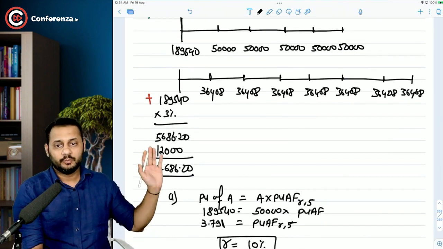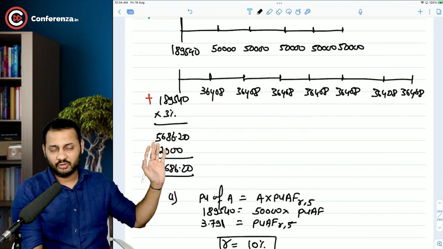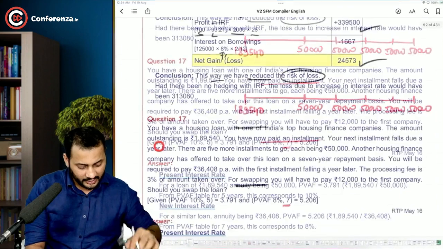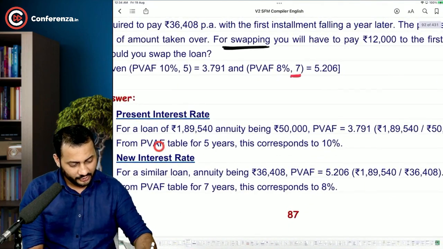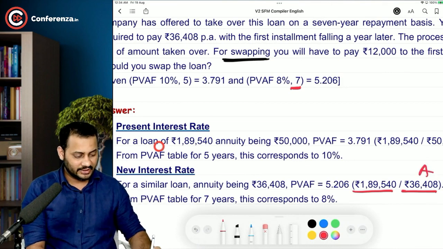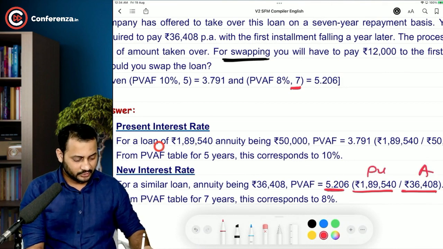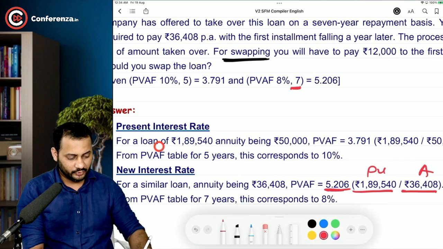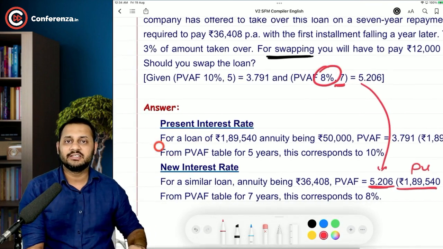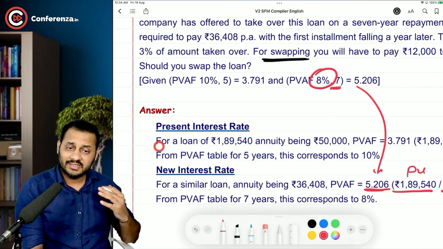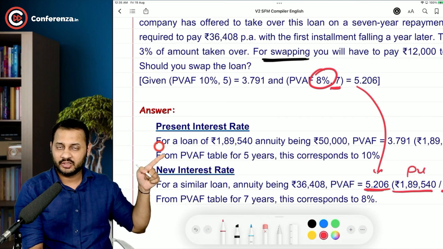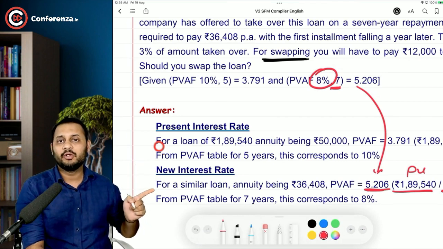Had there been no processing charges and all these charges, you would have paid 36,408 for 189,540. Have a look. You can clearly see the new interest rate for 189,540 at 36,408. This is annuity. This is present value. The present value annuity factor is coming to 5.206, which is matching with this. That means the new rate of interest is 8%. Isn't it good? Yes, sir, it's good. Since at present you are paying 10% interest, in the new loan you will be paying only 8%.